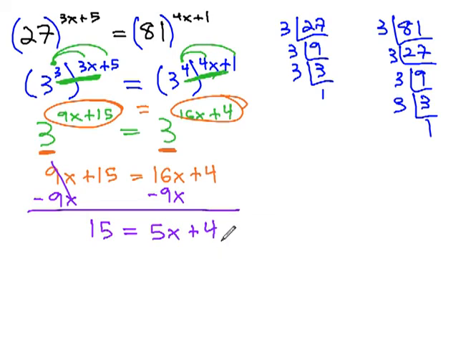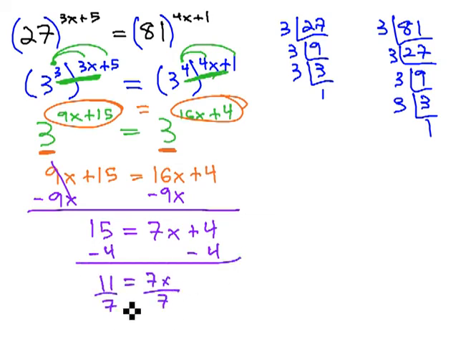Wait a minute, 16 minus 9 is 7, so we subtracted to get 7x plus 4. Then we subtract 4 from both sides, giving us 11 equals 7x. Divide both sides by 7, and x is equal to the fraction 11 sevenths.